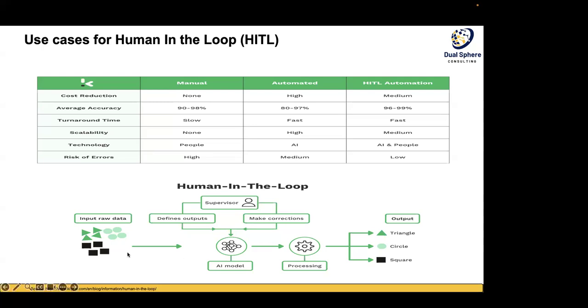So you take the input raw sheet, you define the outputs, there's a supervisor, you make corrections, use the AI model, and it is processed. Okay, the supervisor is the human in the loop.